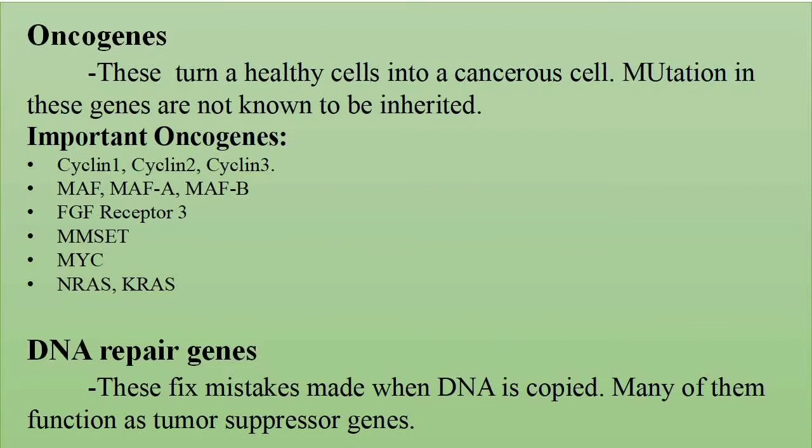And the last one is the DNA repair genes. These fix mistakes made when DNA is copied, and many of them function as tumor suppressor genes. DNA repair genes are important in keeping genes stable and avoiding accumulation of mutations over time. They are either tumor suppressor genes or oncogenes, two tumor susceptibility genes, so that if you inactivate one of those genes, you are most susceptible to developing a tumor and the tumor will progress faster.